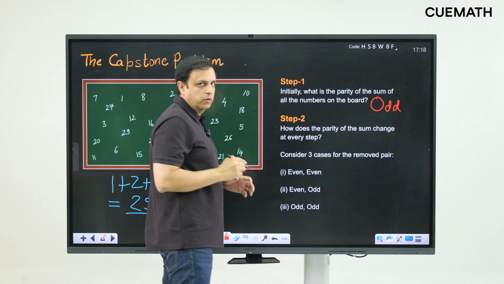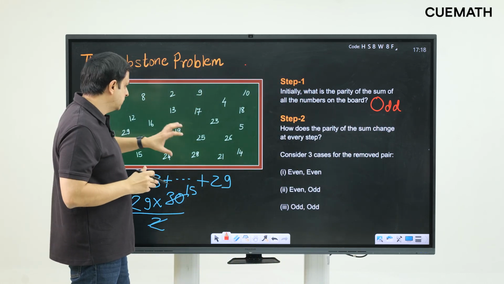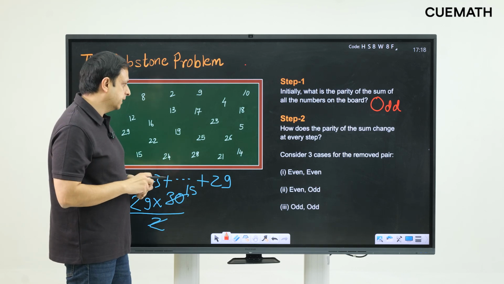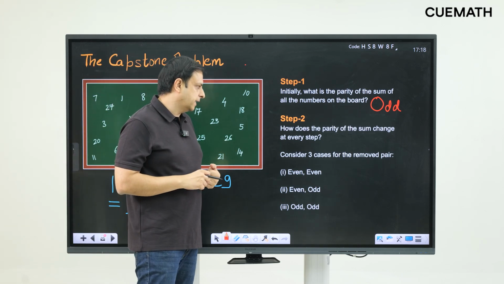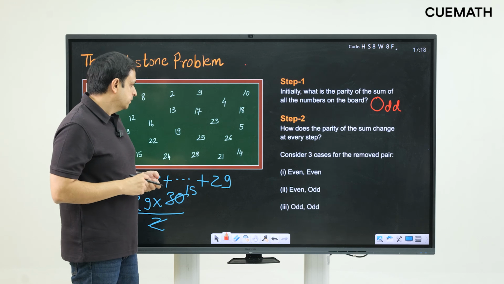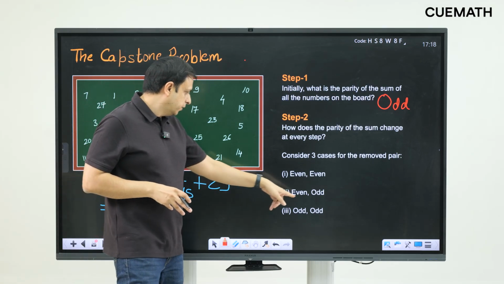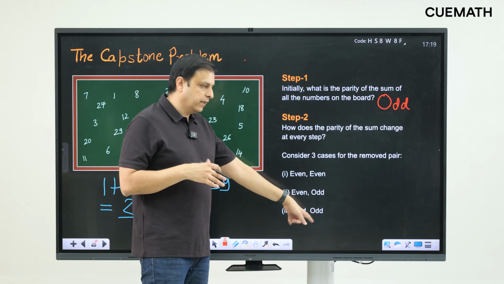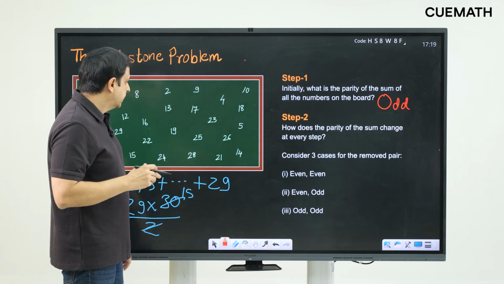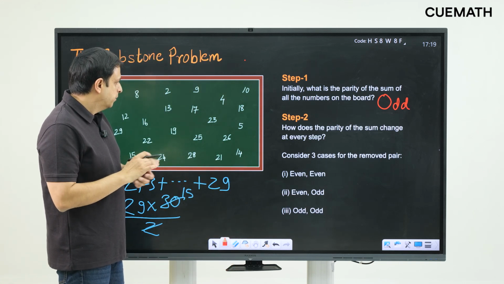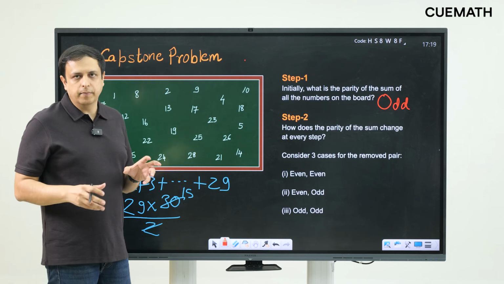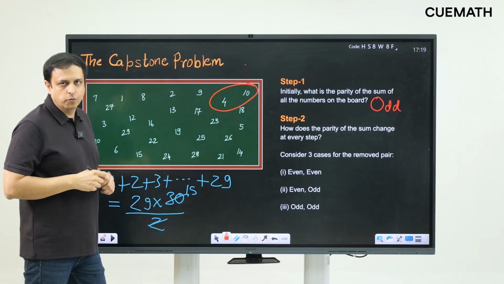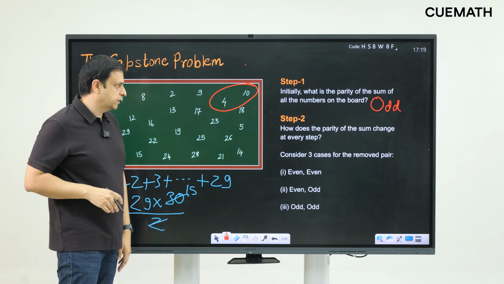Now we will look at what happens to the parity of the sum of the remaining numbers on the board at every step. How does the parity of the sum change at every step? There are three cases. The pair that you are removing has both even numbers, one even and one odd number, or both odd numbers. Let's take the example where the pair you are picking up is both even numbers. Let's say you pick 10 and 4 to replace with their positive difference, which is 6.